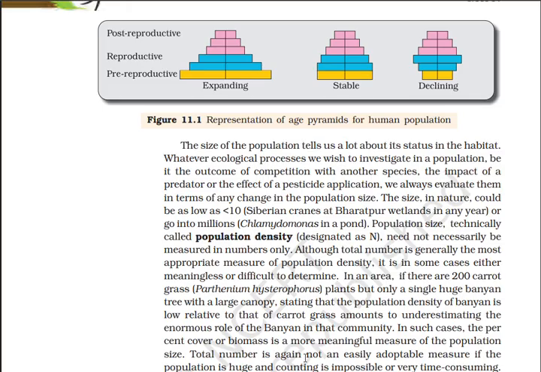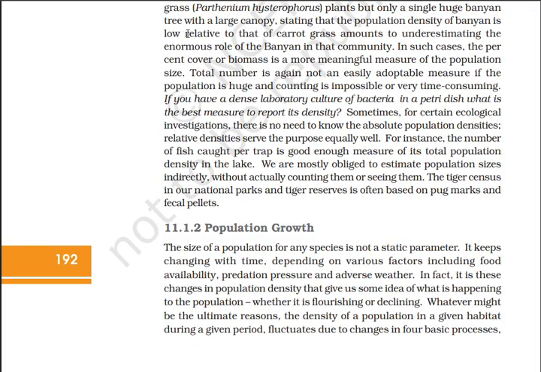Total number is again not an easily adoptable measure if the population is huge and counting is impossible or very time consuming. If you have a dense laboratory culture of bacteria in a petri dish, what is the best measure to report its density? Sometimes for certain ecological investigation, there is no need to know the absolute population densities. Relative densities serve the purpose equally well.